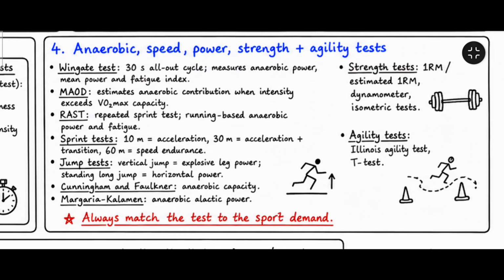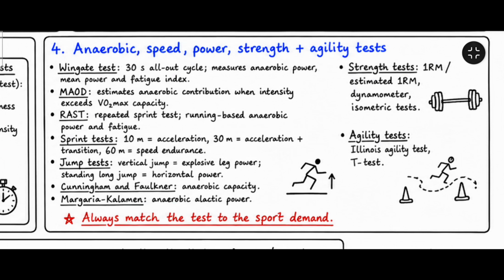Next, we have RAST, running based anaerobic sprint test, and this is basically repeated short sprints. It's usually 6 sets of 35-meter sprints with short rest in between, and this measures anaerobic power and fatigue. It's useful because it's running based, so it's more sport specific than, for example, a Wingate test, and it can be useful for runners and games players.